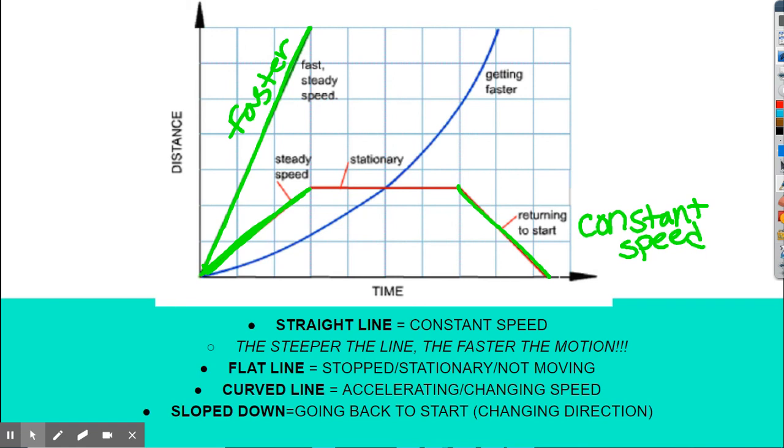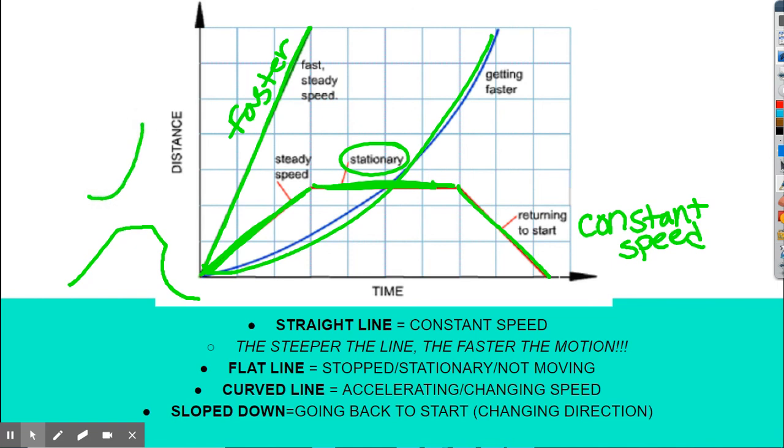Next one says a flat line equals stopped or stationary, not moving. So a horizontal flat line like this means that you're stationary. A curved line means you're accelerating or changing speed. So you're accelerating here. If I was at a constant speed, then I stopped, and then I went down, that would be decelerating, meaning I'm slowing down. But since the line is angled like this, that means I'm speeding up.